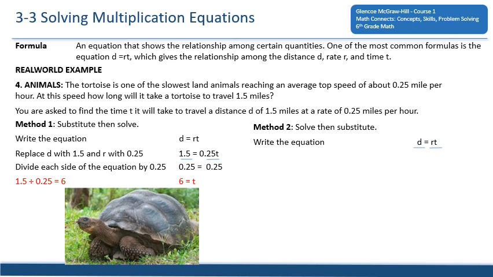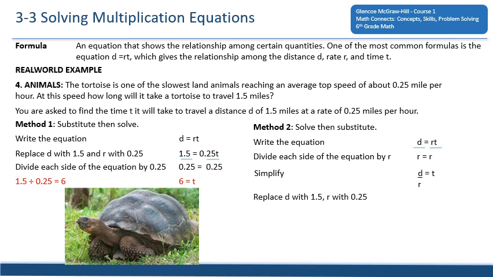So we're going to write the equation and then divide each side of the equation by r. And then we replace d with 1.5 and r with 0.25. So all we did here was we moved the variables around first and then we plugged them in. So then we did the math last, just like we did before.